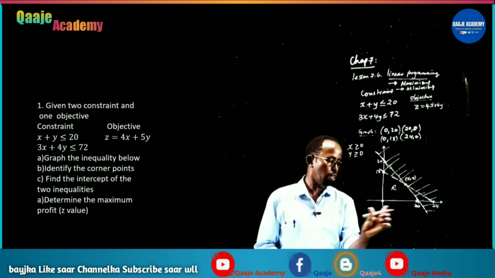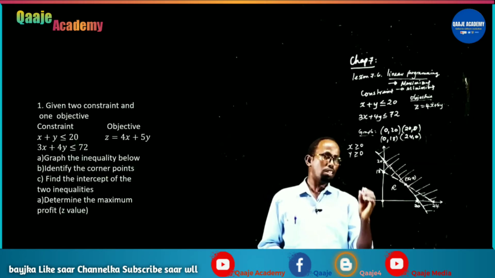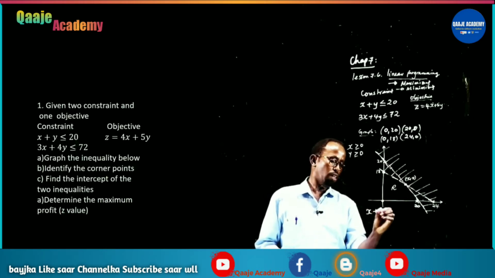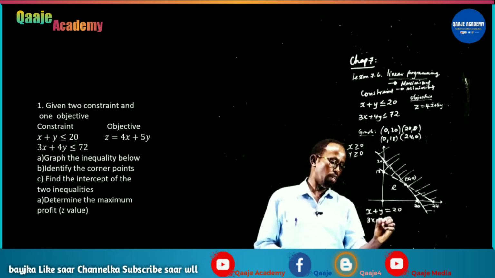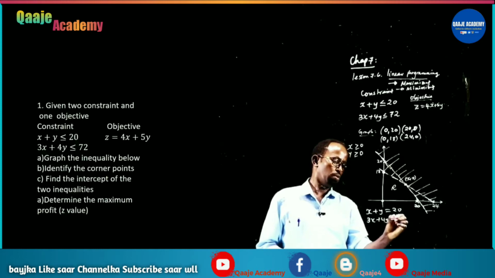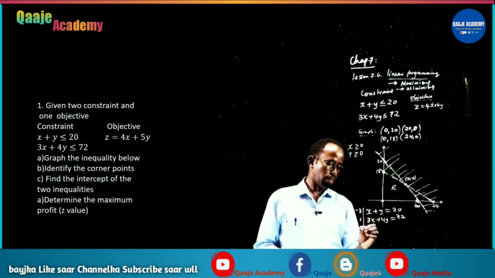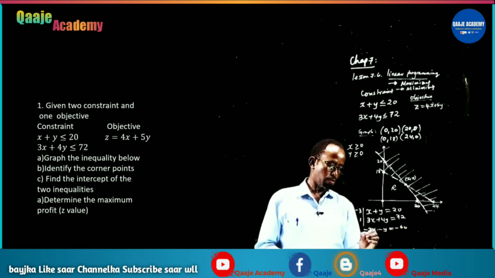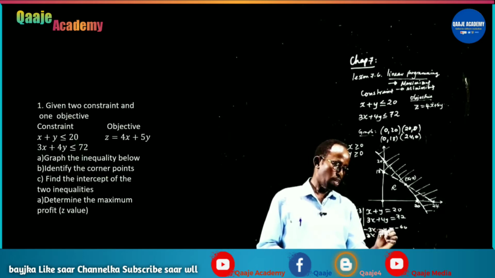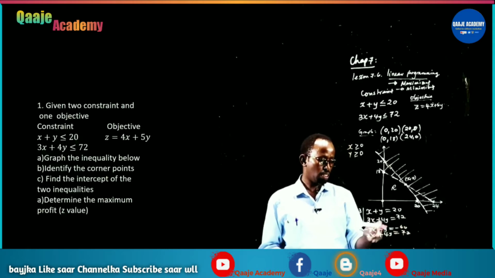We will be using elimination, and this is just a simultaneous equation. We have x plus y equal to 20, and 3x plus 4y is equal to 72. Then just multiply the first one by minus 3, and the second one by 1. You get minus 3x minus y equal to minus 60, and this one will be 3x plus 4y equal to 72. So this cancels. This is 3y.